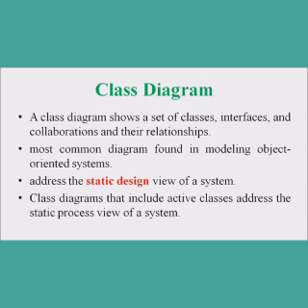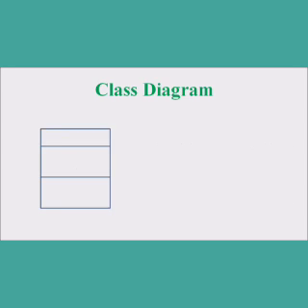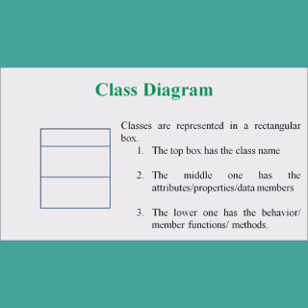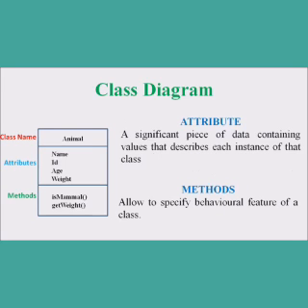The class diagram that includes the active classes addresses the static process view of a system. Simply, a class can be represented in a class diagram with a three-chamber rectangle. The topmost box is designed to mention the class name. The middle chamber represents the attributes or data members, and the lowest one has the behavior, functions or methods related to a class. So the top region represents the class name, the second region represents the attributes, and the bottom region represents the methods or functions associated with a particular class.